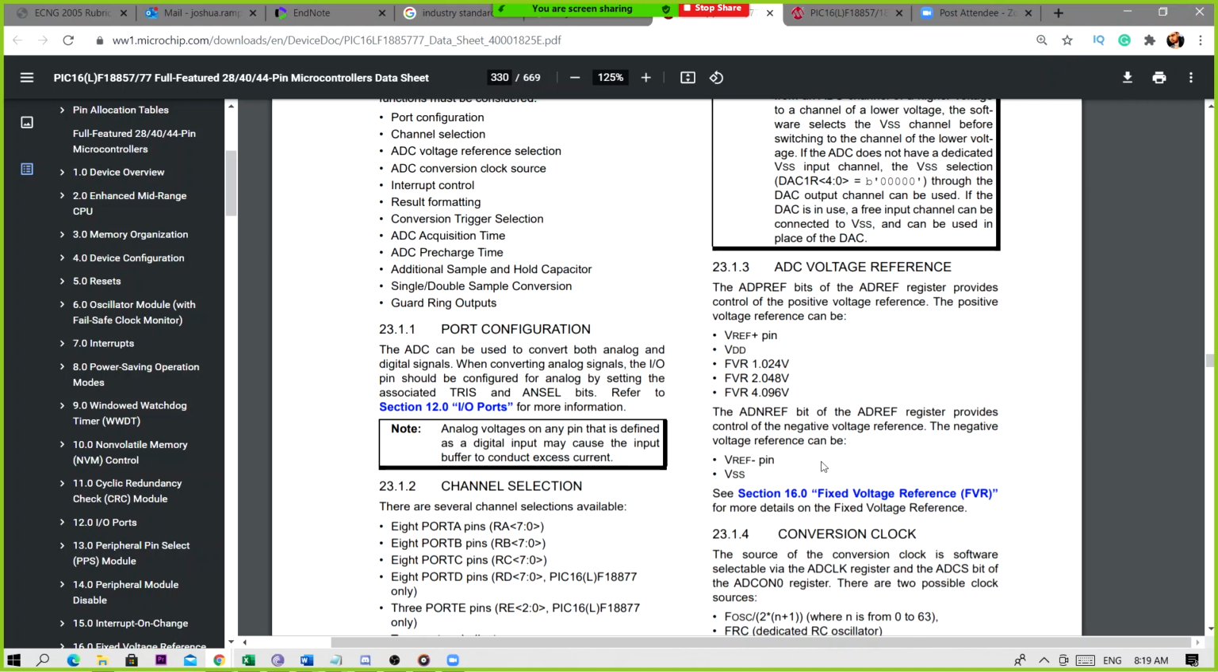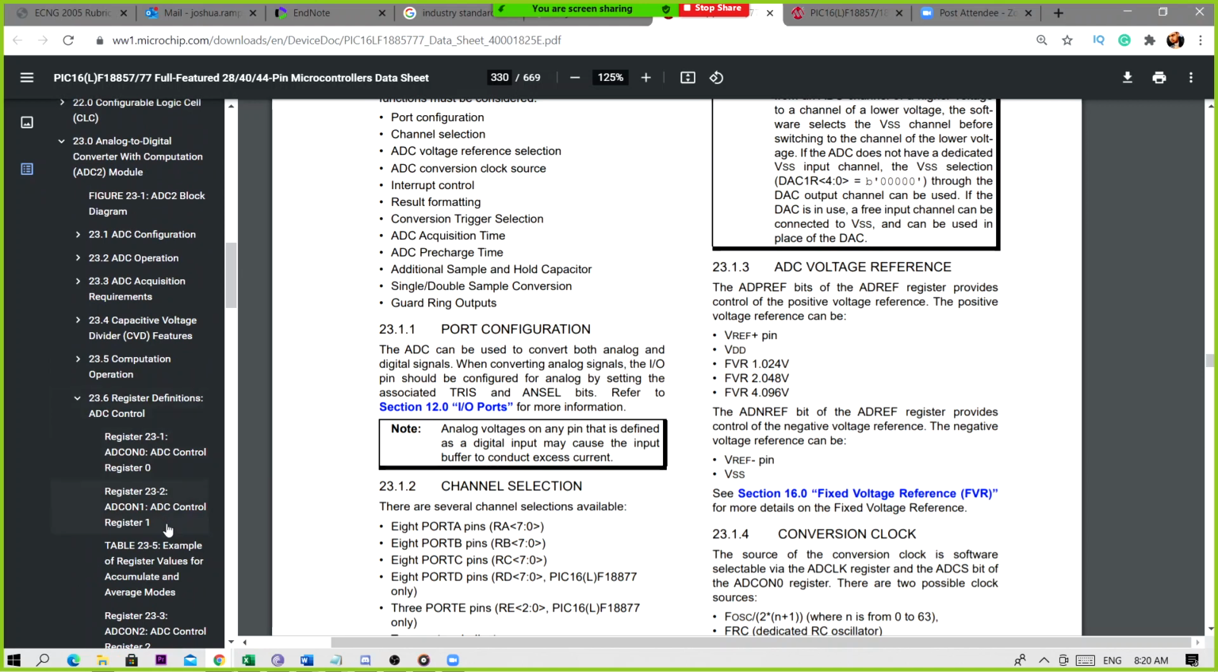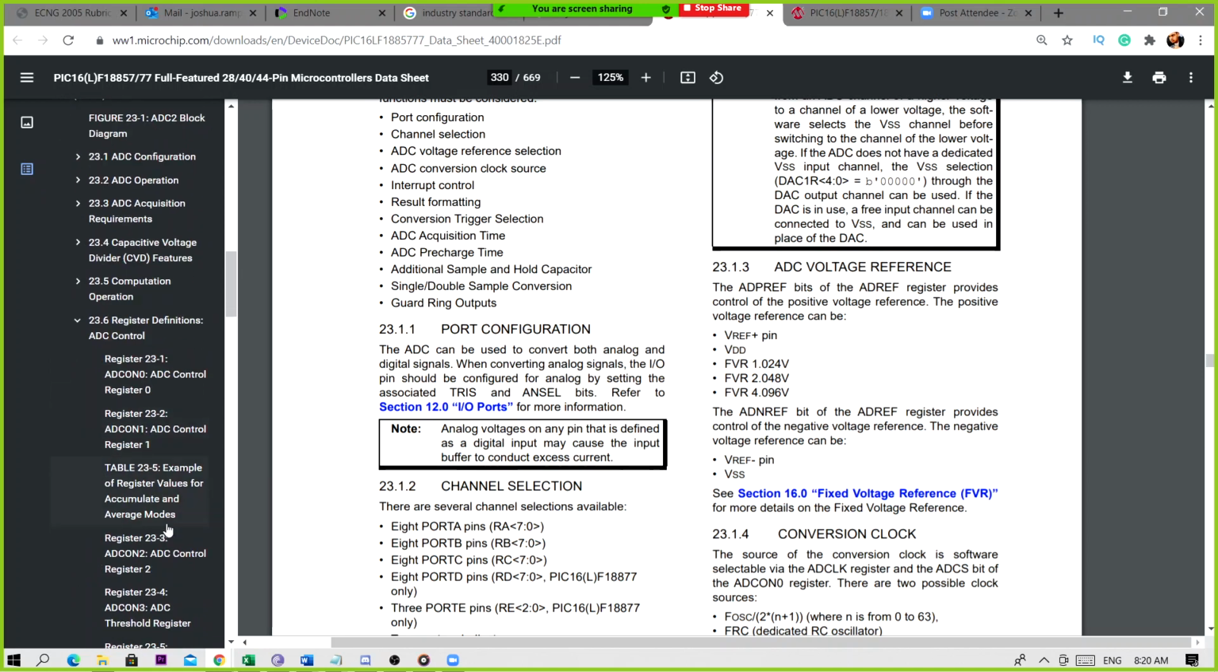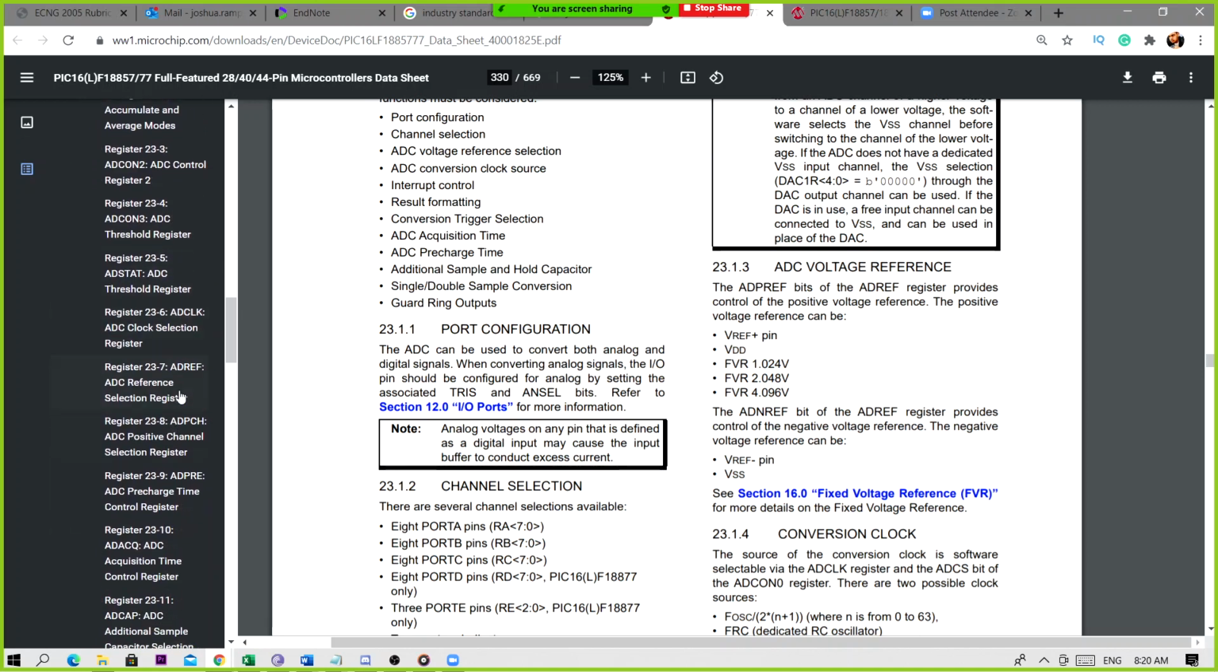Now, I want to see if you've learned how to use this data sheet, right? So I want you to go to the place where you're going to find the description of the ADREF register and find the binary code that you need to put in it to set it to VDD. The ADREF? That's what you have there. Well, let's try ADREF if you want to try that.